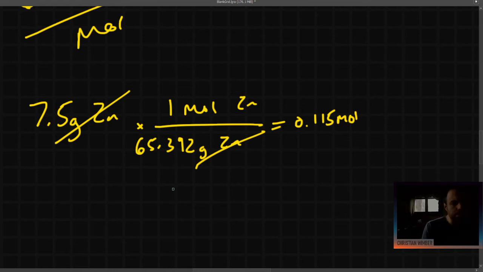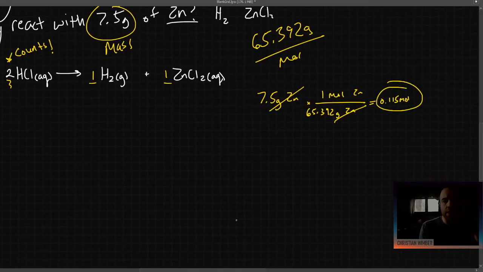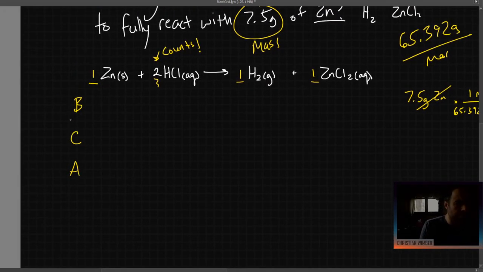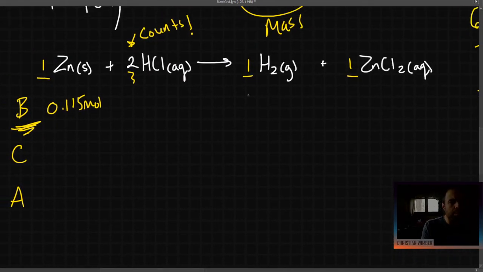So, looking here, this is the amount of zinc that we start with. So, before the reaction, we start with 0.115 moles of zinc. How much hydrogen do we start with? Well, remember, we're making hydrogen. So before the reaction, we don't have any. Same thing with the zinc chloride. Before the reaction, we don't have any. Now the HCl, we don't know how much we have. That's actually kind of what we're looking for.